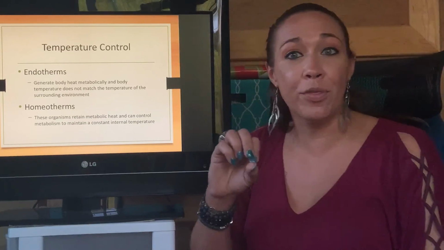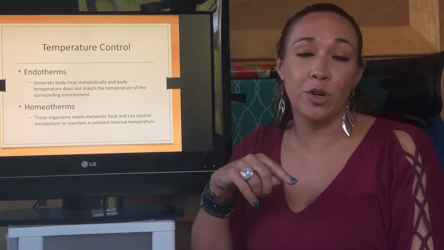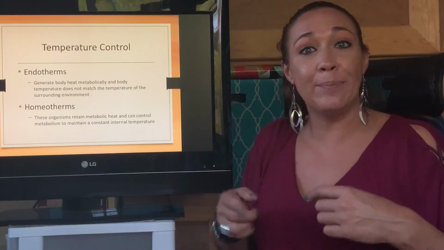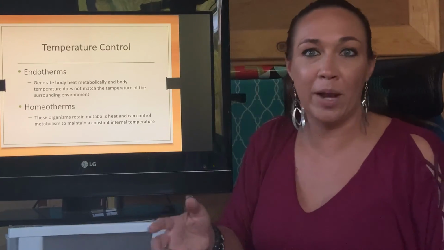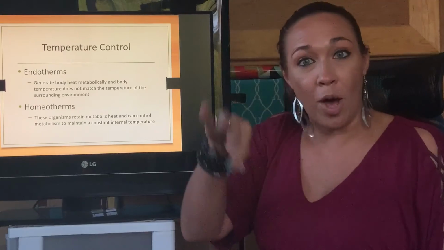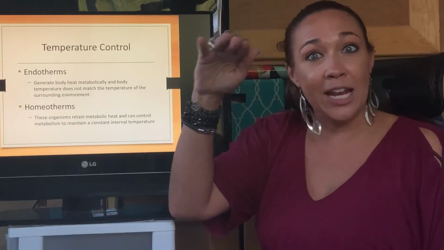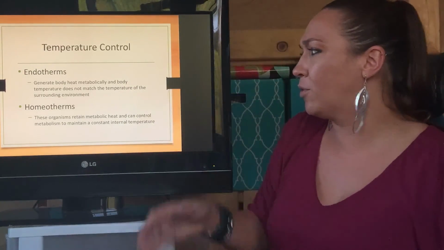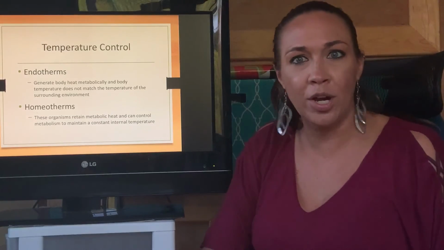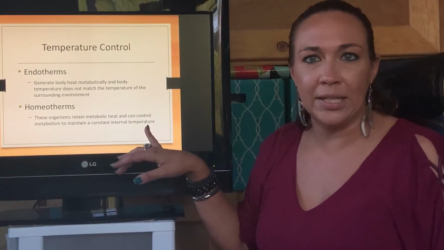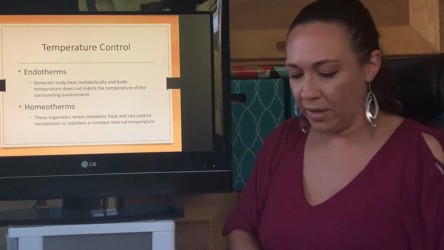Let's see. Oh, the homeotherms are different than the ectotherms because, yes, they generate metabolic heat, but they can save said metabolic heat. So instead of it going up and down, they generate it and it just stays kind of up. So the endotherms and the homeotherms are kind of similar, but this is just done metabolically instead of regulated kind of thing.